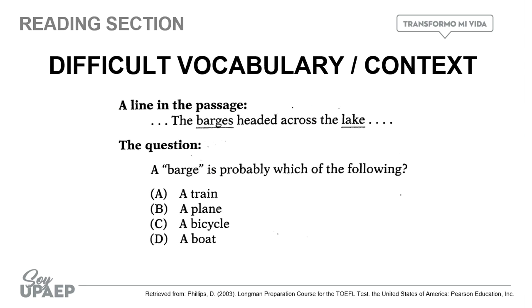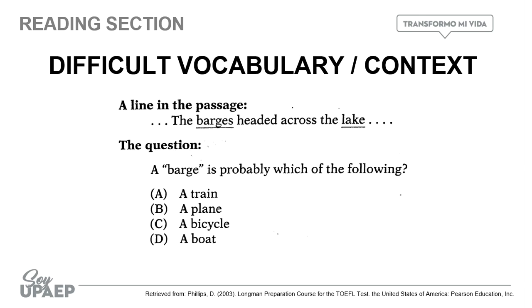Okay, look at the following line that was taken from a passage of the TOEFL test. Just as you know, first we read the question, and then we read the passage in order to get the definition of it. In this situation, the context is going to play a very important part. Why? Because it is going to help us know what the word means. So, for example, the question says, a barge is probably which of the following? And we have four options: a train, a plane, a bicycle, and a boat. We don't know the word barge, and we cannot use a dictionary, and we cannot ask the teacher.